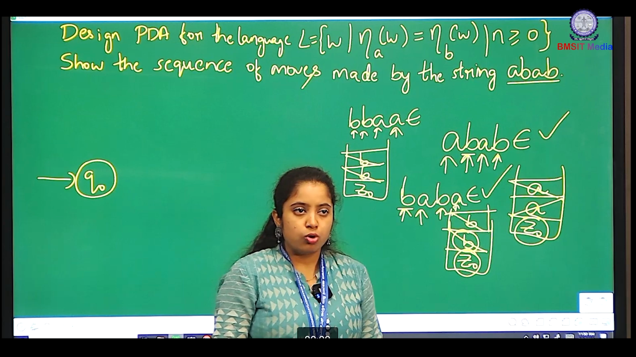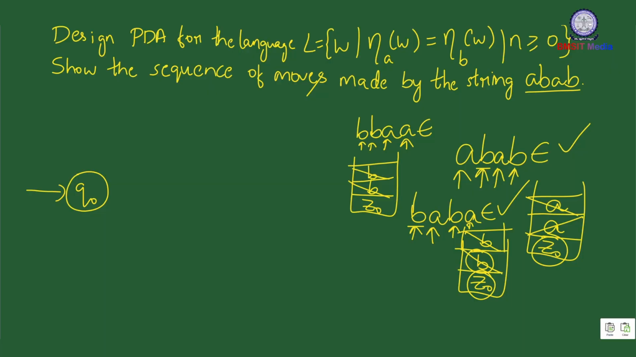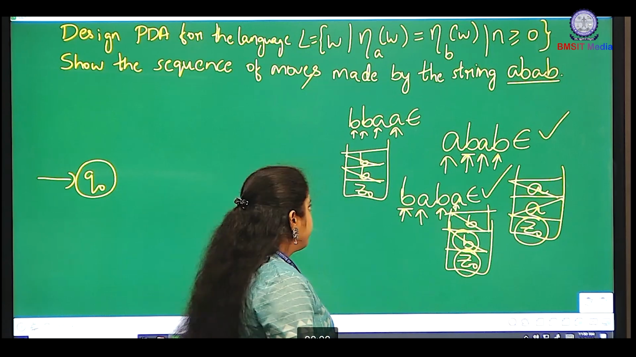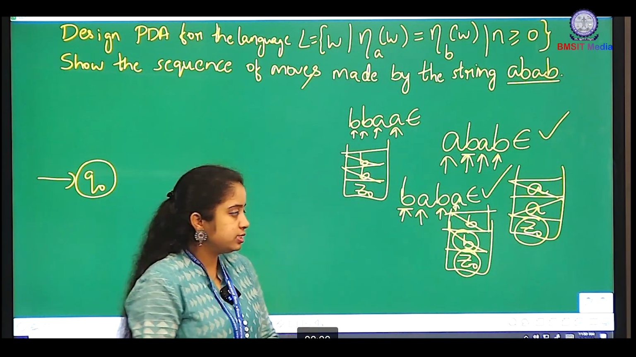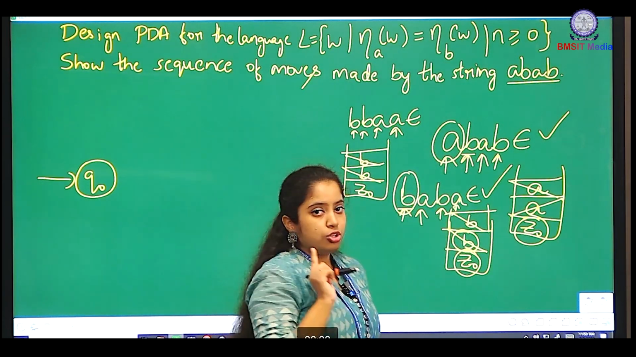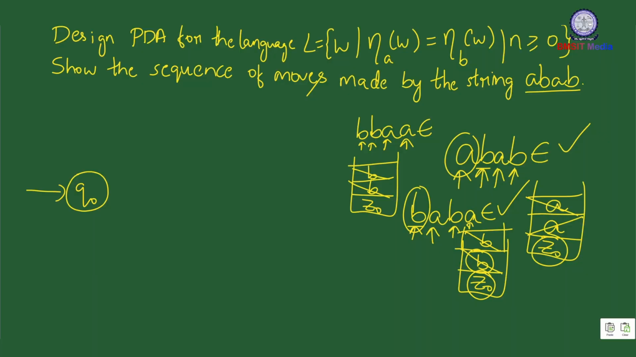So you need to know what kind of strings will be accepted by this language and how to design the PDA for it. So we will start designing, because we have seen several examples of which kind of strings come in this language. So for that we will design the PDA. As I said, your first element can be A or B, so your first input symbol can be A or B. So we will stay in the state Q0.